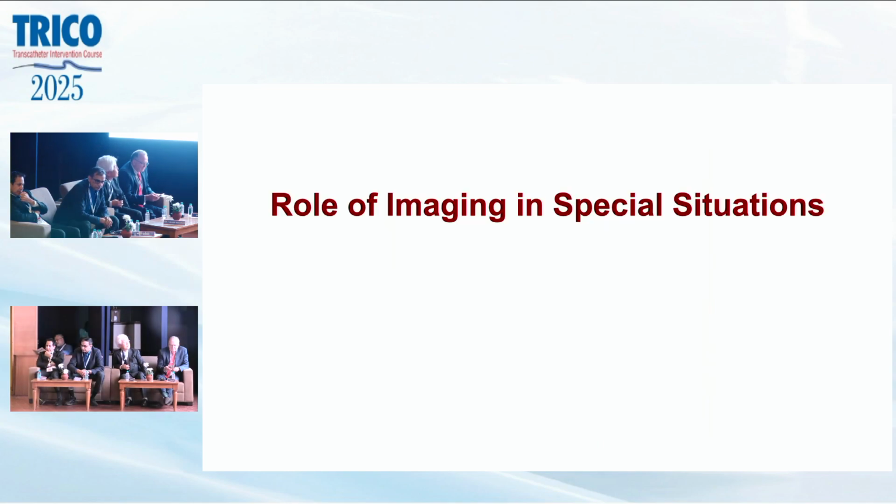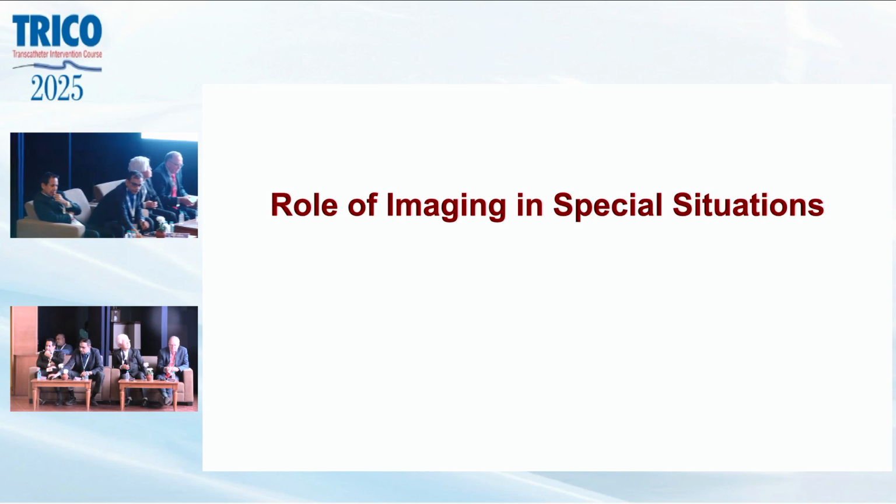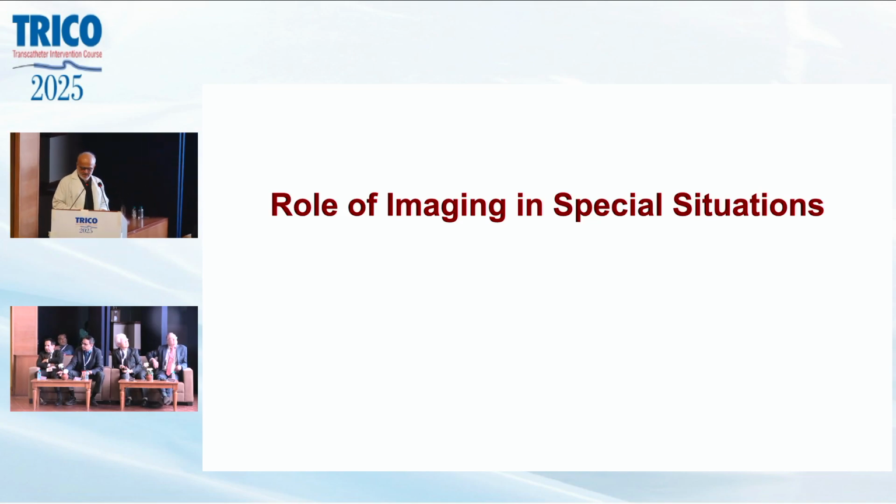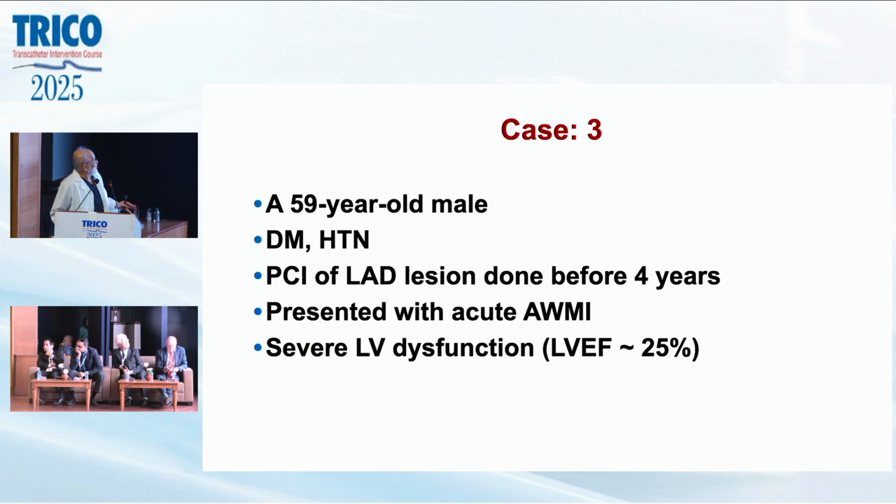Okay. Now, two cases I'd like to show before concluding the day. Role of imaging in special situations. When I say special situation, either I have created a complication or I just missed a major complication. And this is a 59-year-old male, diabetic, hypertensive, PCI to LAD lesion done 4 years before, presented with acute anterior wall MI and severe LV dysfunction.